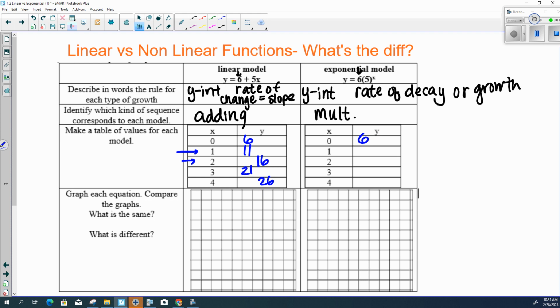The exponential model, I don't know anybody who gets paid allowance like this. We know the y-intercept is (0, 6). And we know the pattern is multiplying by 5, but I like to use the equation so you can see where that comes from. So I'm going to plug in a 1 for the x. 5 to the power of 1 is 5. 5 times 6 is 30. And now I'm putting a 2 in for the x. 5 to the power of 2 is 25. And 25 times 6 is 150.